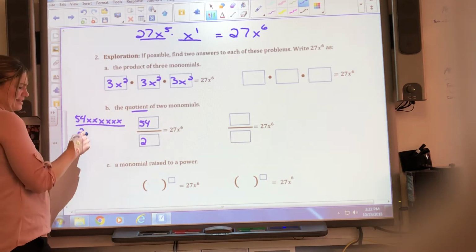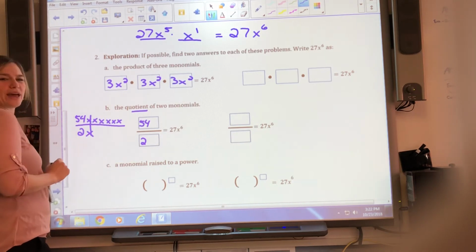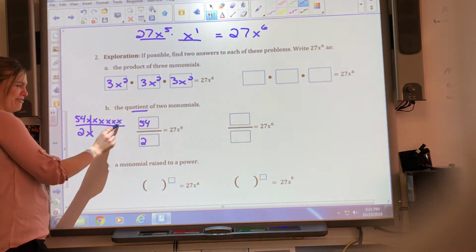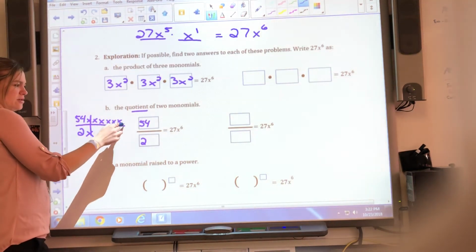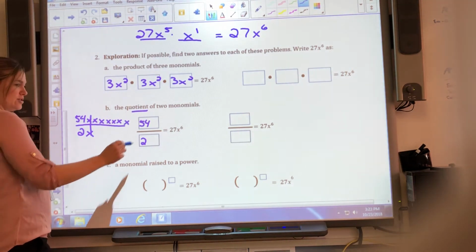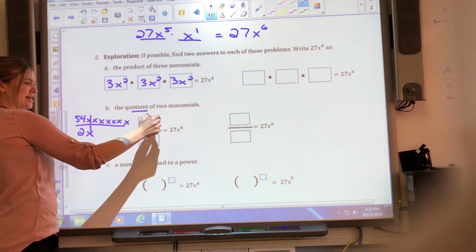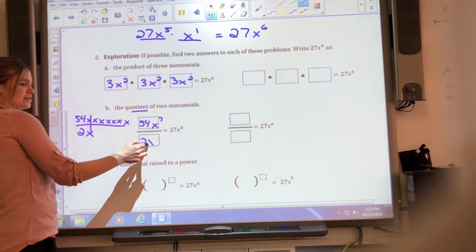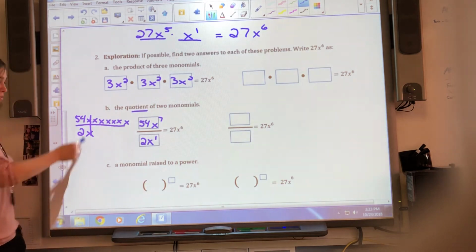As soon as I put an X down here though, 1 goes away. And now I only have 5. Oh no, what do I do? So I put another one. So couldn't I do 54x to the 7 over x to the first? 1 would have gone away.